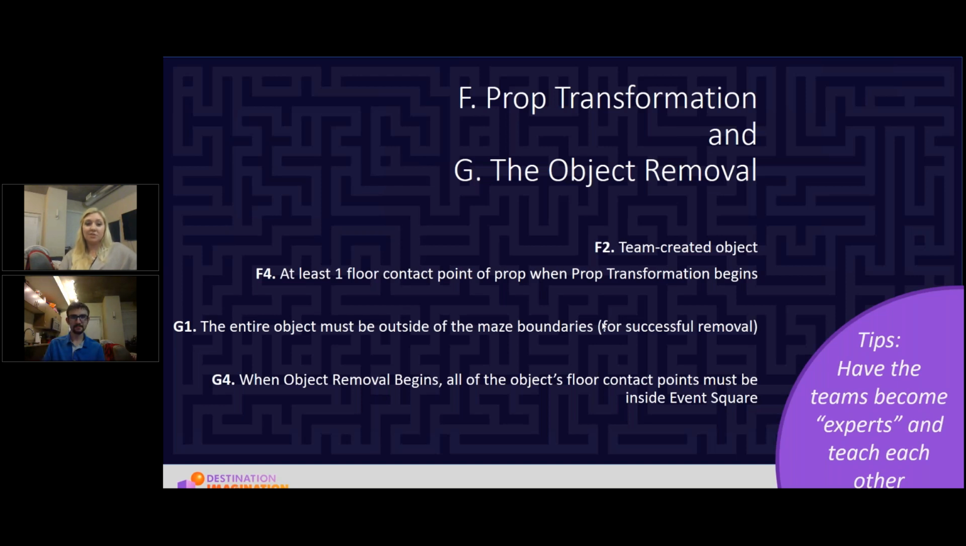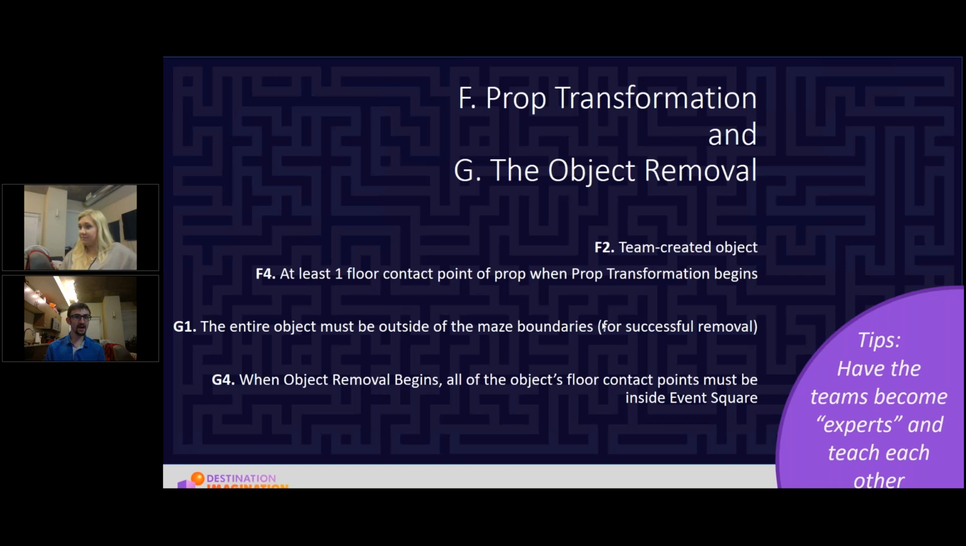The second event is the object removal, and some important pieces we pulled from that: in order for the object to be successfully removed, the entire thing must be outside of maze boundaries. So if you choose to remove your object by throwing it up in the air and it explodes and part of it lands inside the maze, then the entire object isn't outside of maze boundaries. The second piece is when the object removal begins, all of the object's floor contact points must be inside the event square. You can't have your object partially outside of the event square, at least in terms of where it's touching the floor.